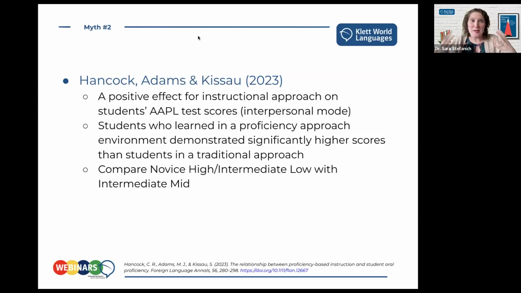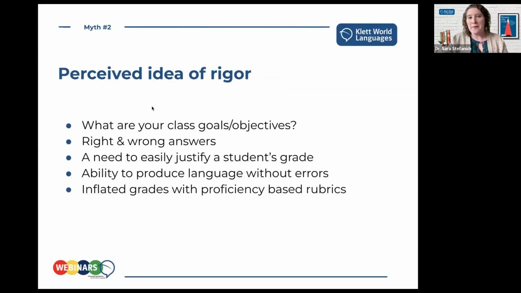And so then the question becomes with this myth: if, in this particular study for instance, those who are in this proficiency communicative program are getting farther along that path to proficiency, why do we have this belief that a traditional approach is more rigorous? Where does that myth, or this idea, come from? And I think it really has to do with our perceived idea of rigor, so what that word means.